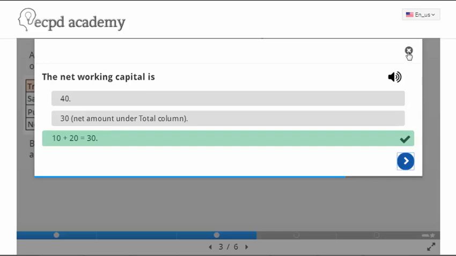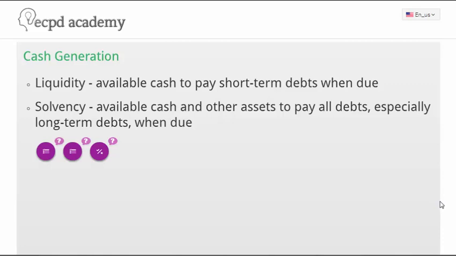A company's cash performance is its ability to generate cash to pay debts when due. A company is liquid if it has enough cash to pay short-term debts. It is solvent if it has enough cash and other assets to satisfy long-term debts. But what is short-term versus long-term?